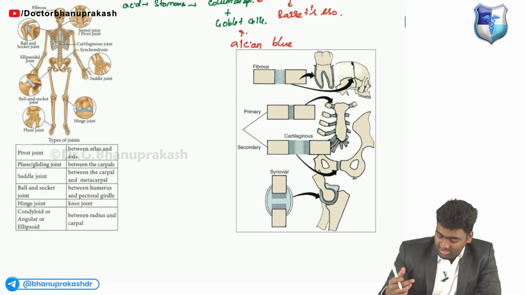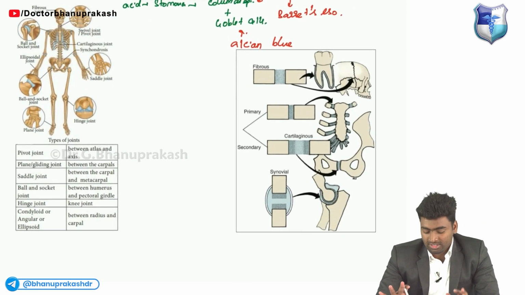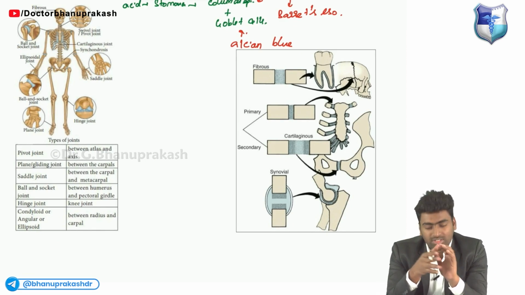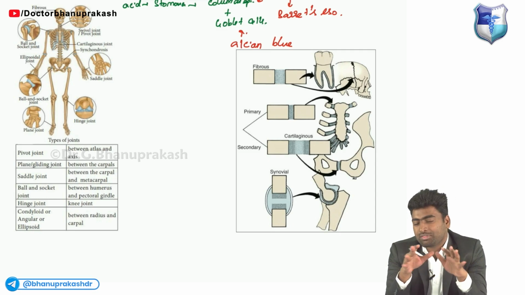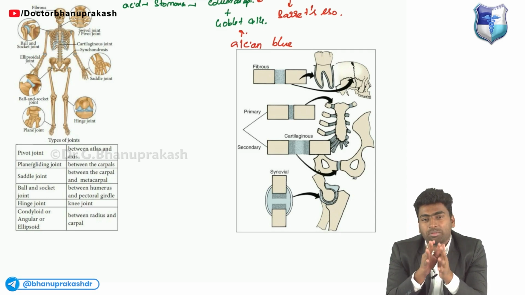Next, about the joints. Okay, now let's move on to joints. About joints, you have to remember a few things. Means you should know a few things that are a must while solving joint questions. First one, they will mostly test about the primary and secondary cartilaginous joints. Okay, if you don't know anything, just remember this one thing about the cartilaginous joints, the primary and secondary cartilaginous joints.